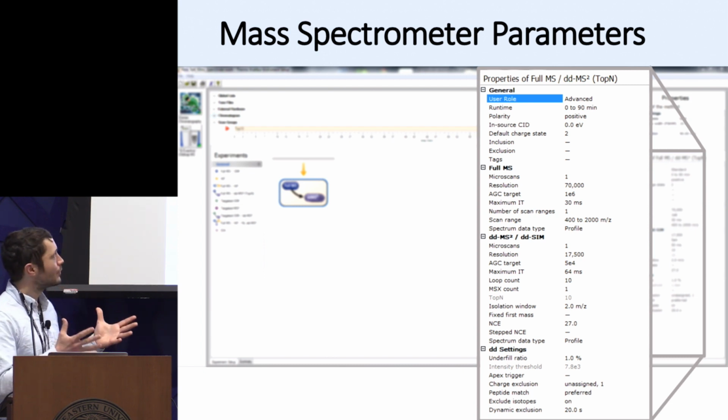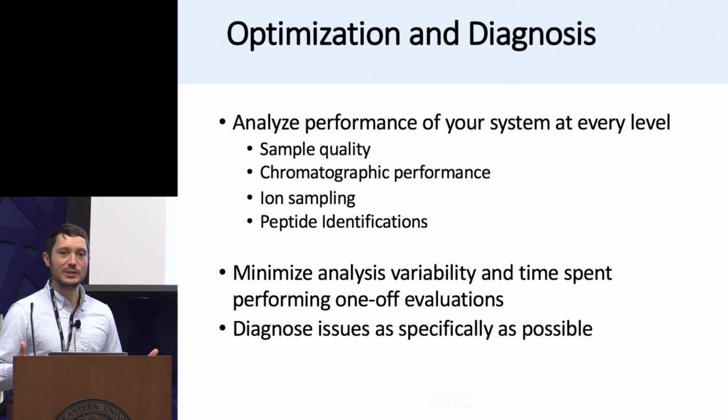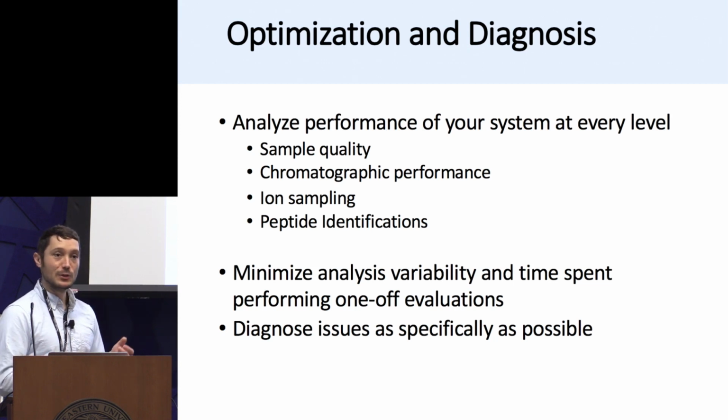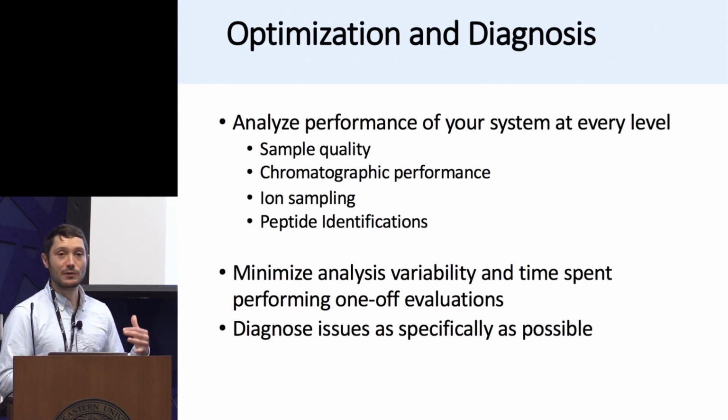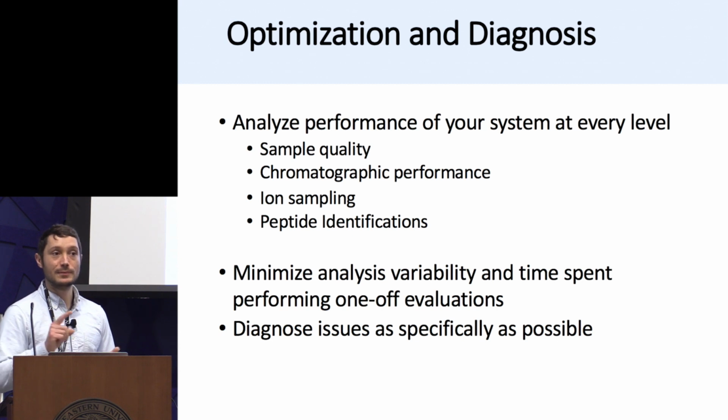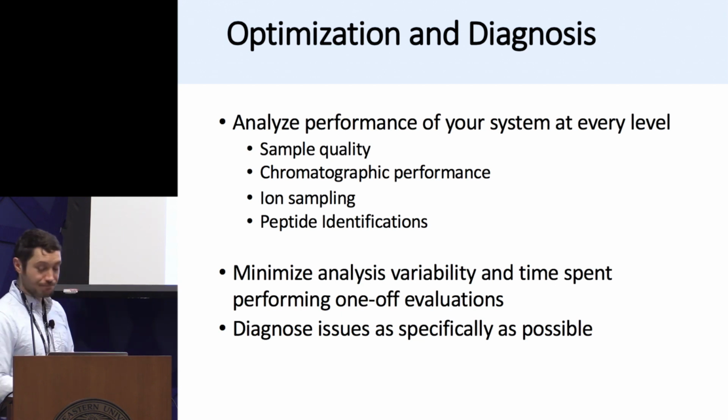So what would you optimally need in order to make sense of all these parameters that you're adjusting? You'd need information from every level of analysis. You'd need information on how your sample prep was. You'd need information on how your chromatography system performed. You'd need information on how you were sampling your ions. And luckily, you have access to all this information. Whether or not you're using PD or MaxQuant, this is all provided to you. You just have to know where it is in the output data files.